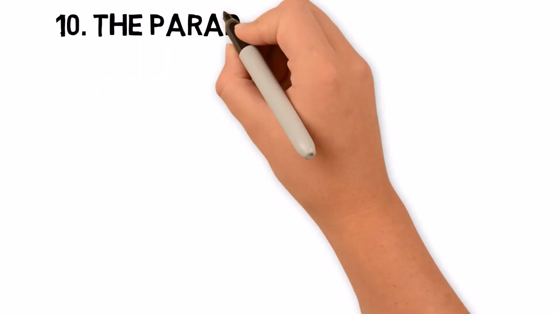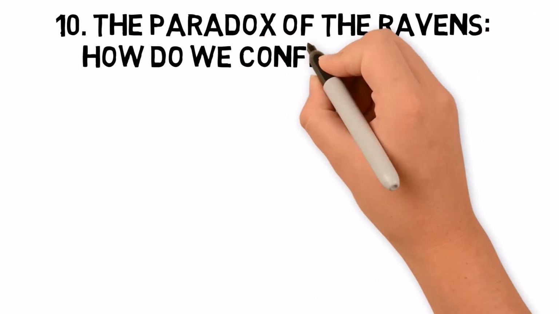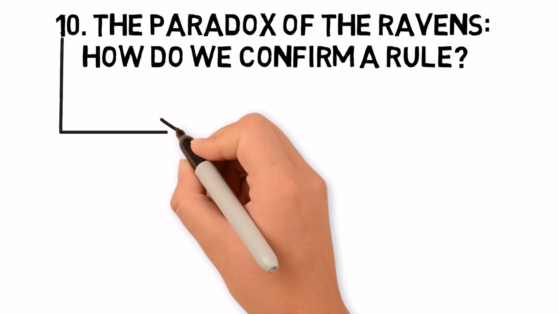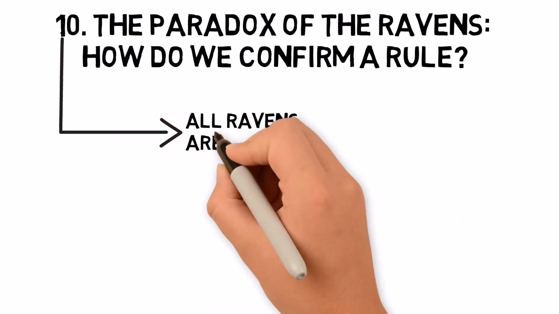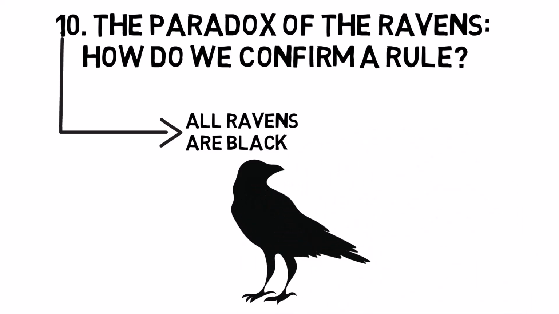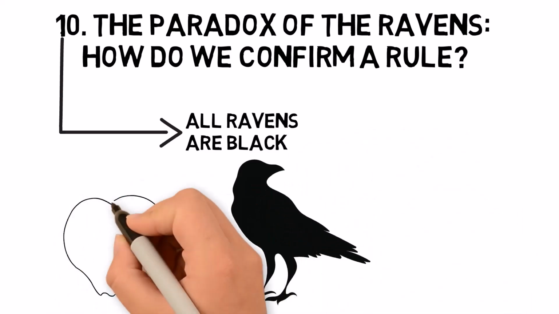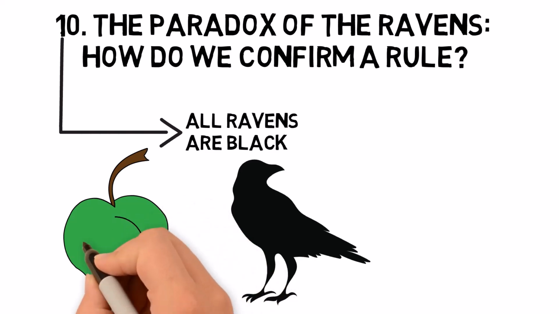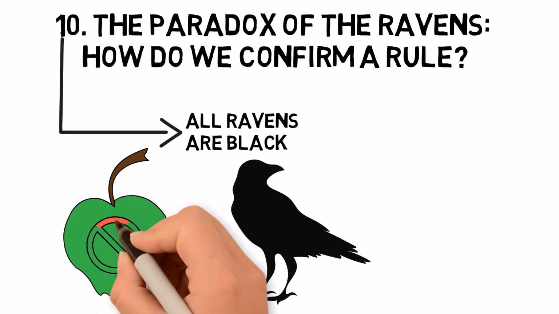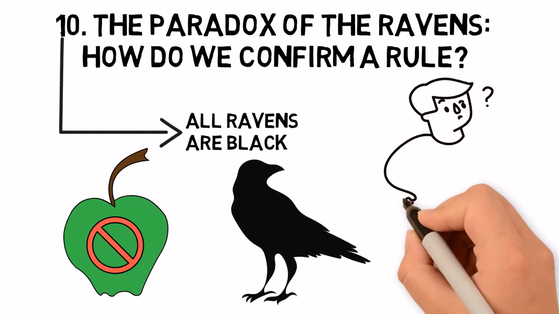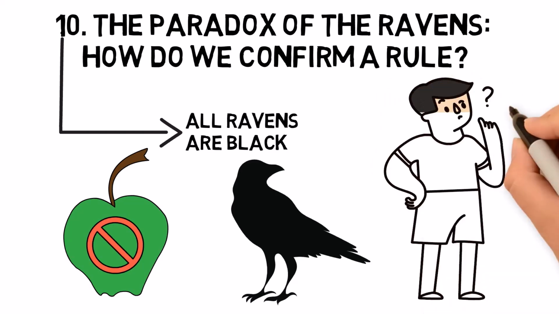10. The Paradox of the Ravens. How do we confirm a rule? The paradox of the ravens is about how we confirm general statements like, all ravens are black. Seeing a black raven seems to confirm this statement. However, by the same logic, seeing a green apple should also confirm it because it's an example of something that is not a raven and not black. This seems strange because we don't usually think of a green apple as providing evidence about ravens. This paradox makes us think about how we gather evidence and what counts as confirmation of a rule or statement.